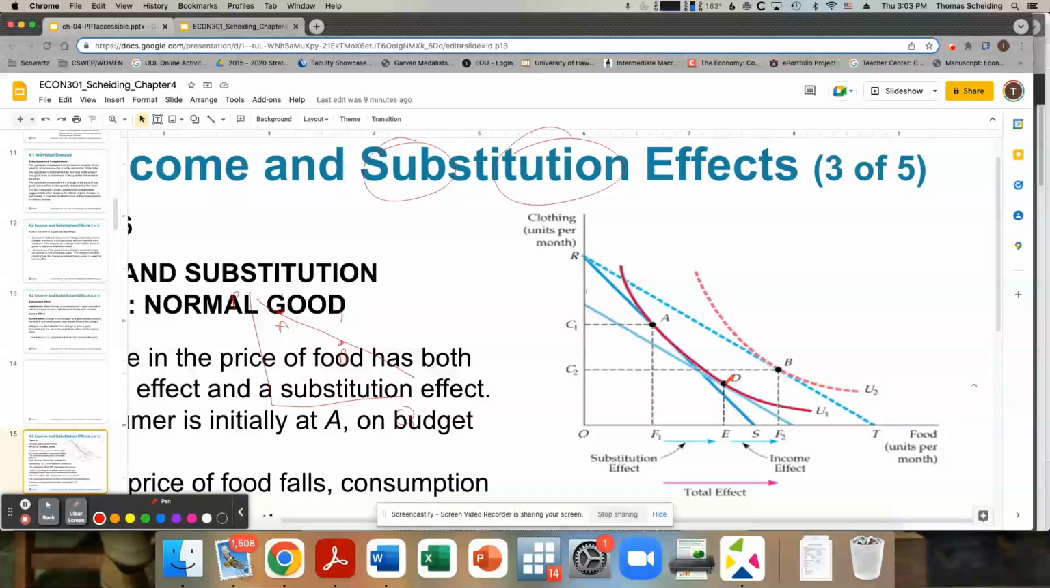And then for the income effect, we essentially allow the level of utility to now change. And so that would then be point B. So A to D is our substitution effect, D to B is our income effect.